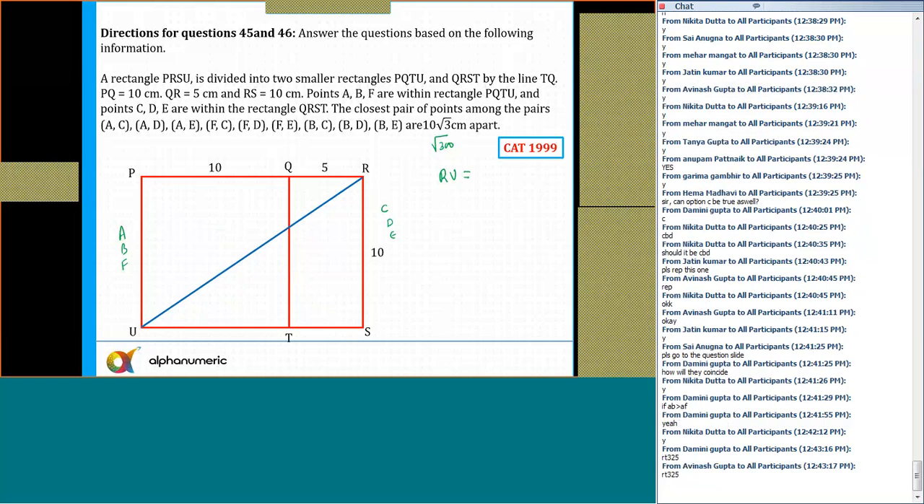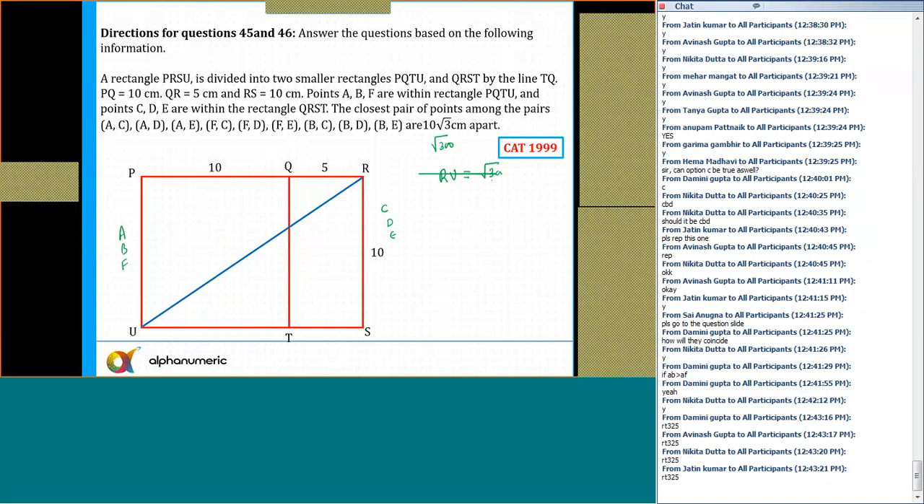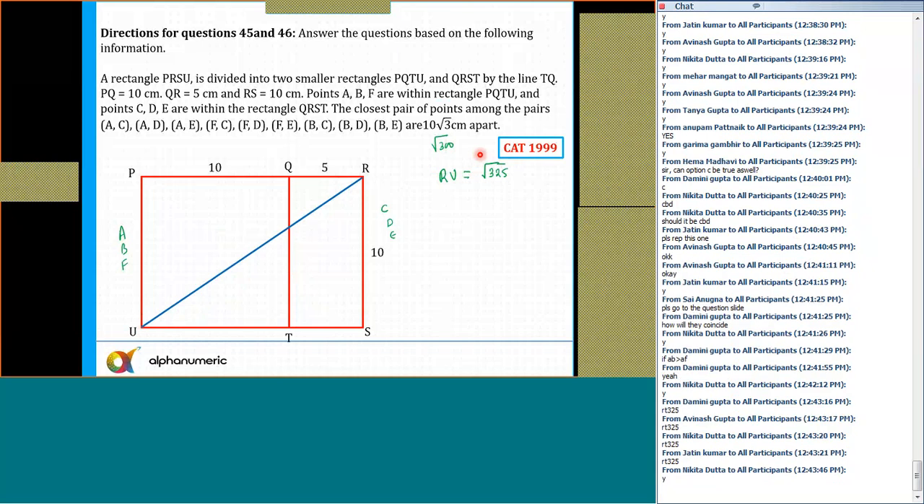Everyone. Root 325. Okay, root 325. Okay. So if the length of RU is equal to root 325, what does it mean? If the length of RU is root 325, so I can say RU is equal to root 325. And this is root 300. So can I say these two are very, very close? These two are very, very close.